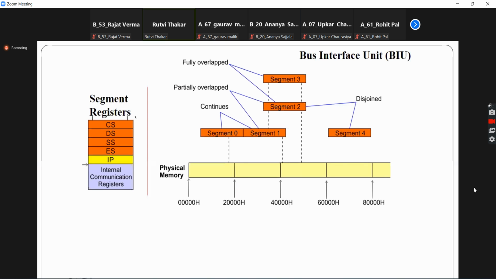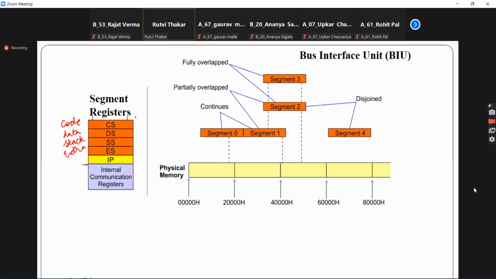because every calculation which we'll be doing will be with respect to 1024. Now these are some of the segment registers. You can see CS, DS, SS, ES. Again, everything is written in the short form. CS stands for code segment, DS stands for data segment, SS stands for stack segment, and ES stands for extra segment.